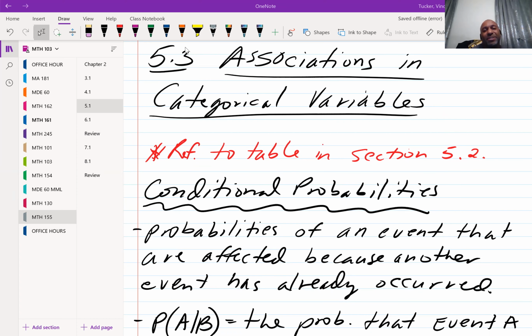So 5-3, associations and categorical variables. We're going to refer to that table that we just had in section 5-2 when we were talking about the married people and all the good stuff like that. I didn't think it was necessary to rewrite it. All right.